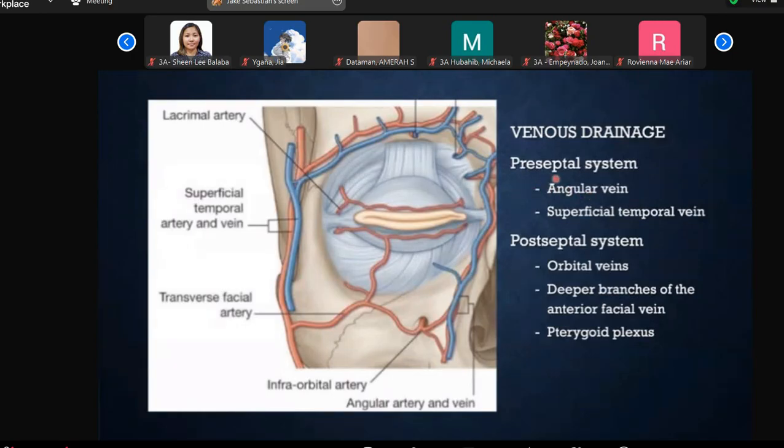So the preseptal system will include the angular vein and the superficial temporal vein. The postseptal system, meaning behind the orbital septum, are deeper venous channels. So this includes the orbital veins, the deeper branches of the anterior facial, and of course the big vein that receives the inferior ophthalmic vein, the pterygoid plexus.